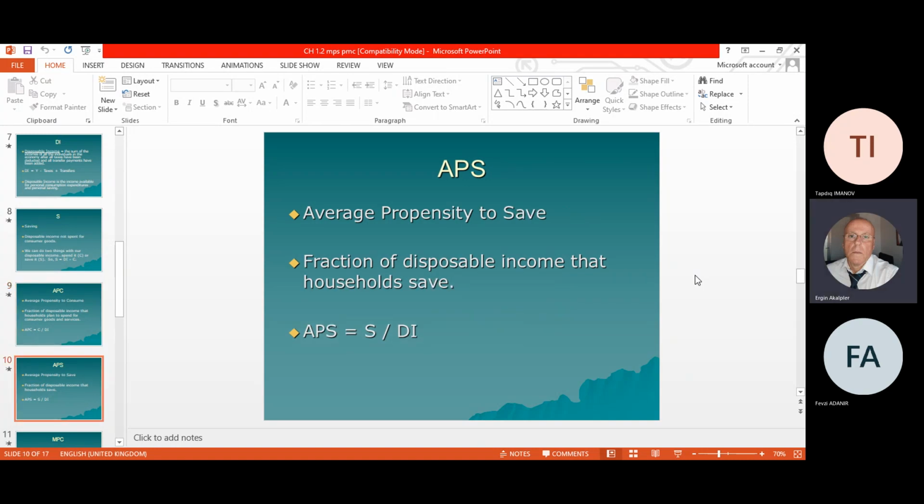The average propensity to save is the opposite of this: the fraction of disposable income that households save. It is for savings purposes. Due to this, the average propensity to save is equal to the amount of savings that we have divided by the disposable income, YD. Disposable income is indicated with YD in the equations. This is, of course, the theoretical explanation and representation.